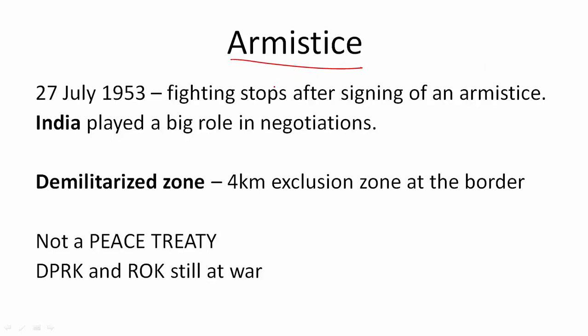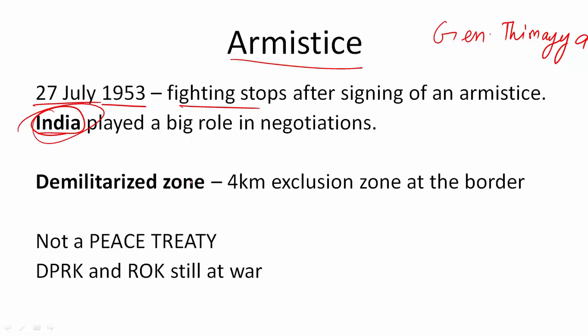Finally, an armistice was signed on 27 July 1953. The fighting stops, and in this armistice, India played a very big role. India under Jawaharlal Nehru was the leading negotiator in these talks, and we were part of the UN delegation that was sent for this armistice agreement. And General Thimayya from India also played a big role in the repatriation of prisoners of war. Under his leadership, that agreement for the repatriation of prisoners of war was signed. So you should just remember, India played a big role in the negotiation.